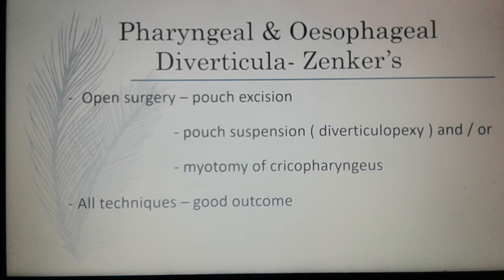And if this technique is not available, we can go for open surgery, and these are the three things we are going to do. Excision of the Zenker's pouch, the Zenker's diverticulum, followed by suspension. We can go for pouch suspension also if you are not going to excise it, that is diverticulopexy, and or, meaning if required, myotomy of the cricopharyngeus muscle can be done. All these techniques have good outcome, equivalent results.